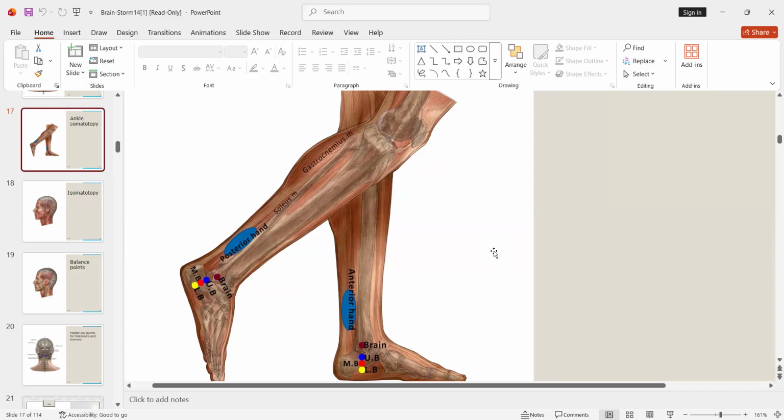Sir, you talked about one not being able to use the fist. So which points are we using? Is it the brain points? When you are not able to make a fist, then use the anterior hand point. The point location is kidney 7 to 8. When you are not able to open your fist, then you use the posterior hand.